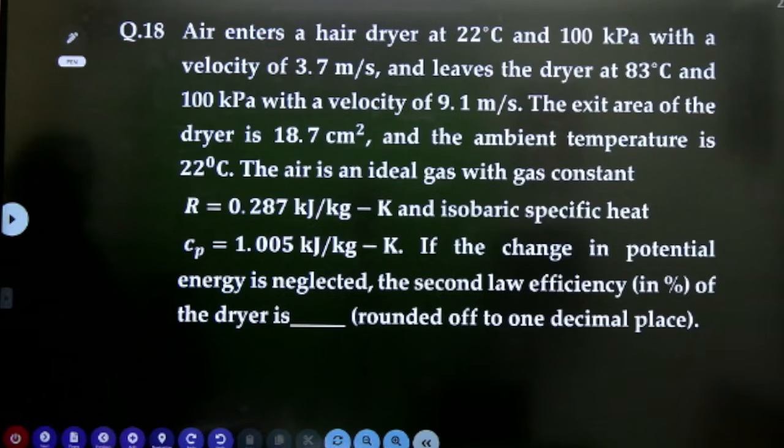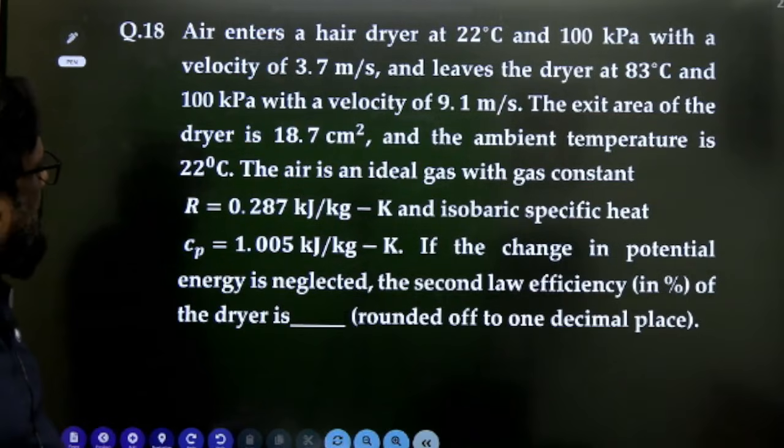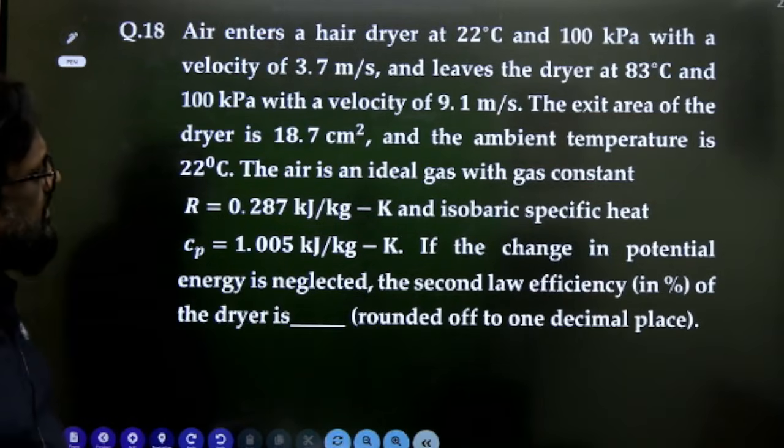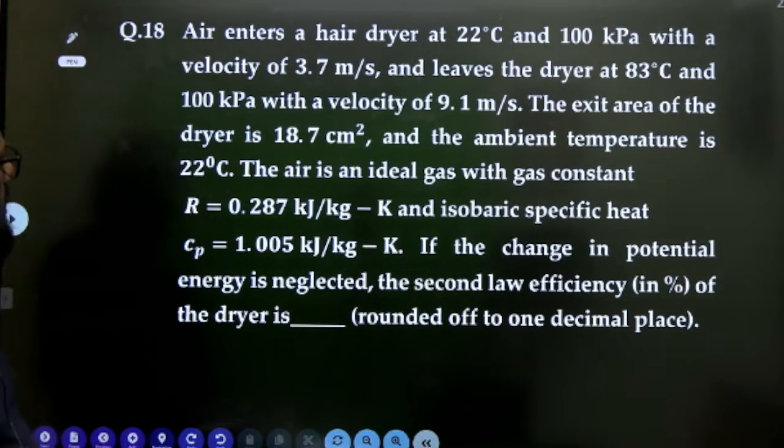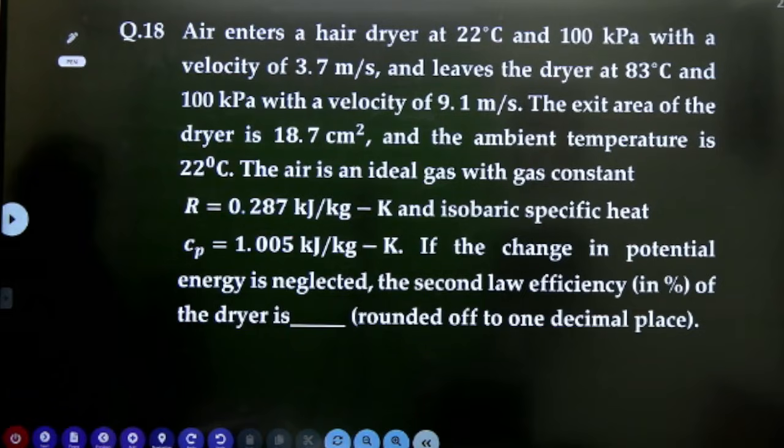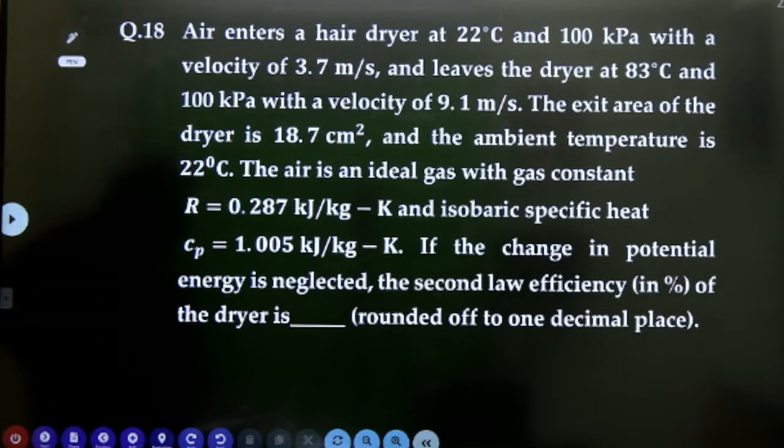Air enters a hair dryer at 22 degrees centigrade and 100 kilopascal with a velocity of 3.7 and leaves the dryer at 83 degrees centigrade and 100 kilopascal. अच्छा, pressure is not changing, constant pressure. Okay. Velocity, kinetic energy is also changing, मतलब enthalpy change हो रहा है. The exit area of the dryer is given and the ambient temperature is also given. The air is an ideal gas with the gas constant so and so. If the changes in kinetic energies are potential energy is neglected, what is the second law efficiency?